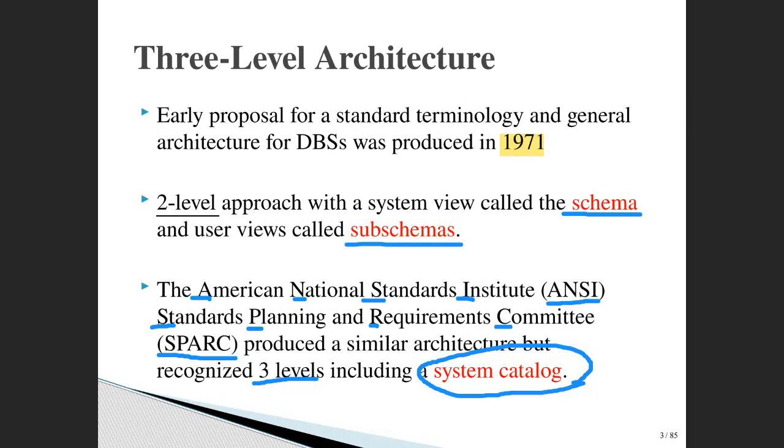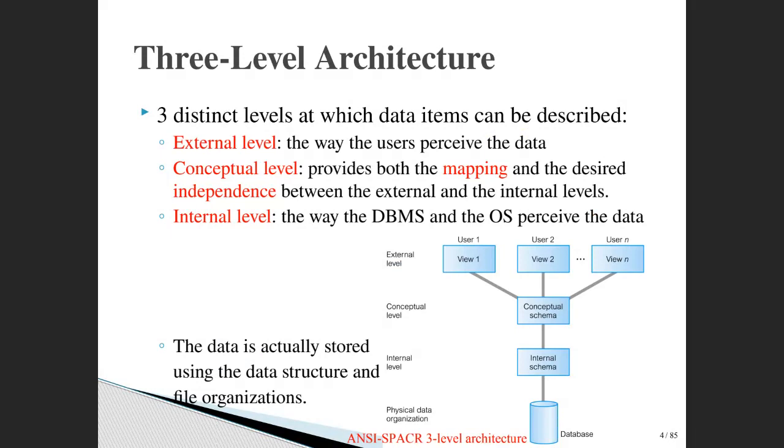So after 1971, we know that, or in 1971, what is produced? Which architecture? The 2-level approach, including schema and subschemas. But later on, the ANSI-SPARC produced the 3-level, including the system catalog. What are the 3 levels and how are they represented in the database system? Let's see how we can represent these 3 levels in the database system.